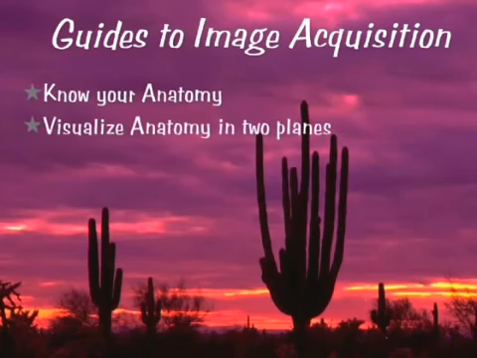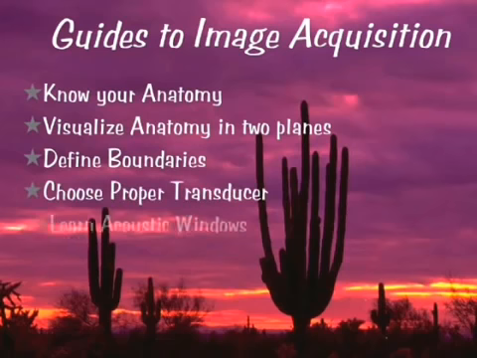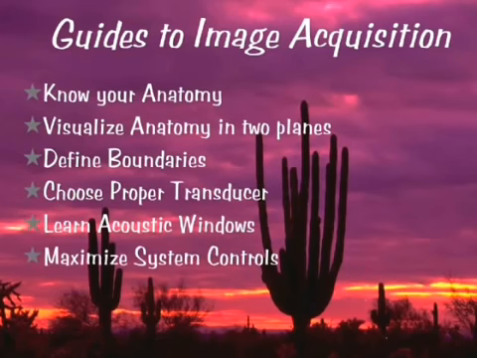Your guides to getting a good ultrasound image: know your anatomy, visualize the anatomy in at least 2 planes, define the boundaries, choose the proper transducer, learn the correct acoustic windows, and maximize the system controls for the best image.